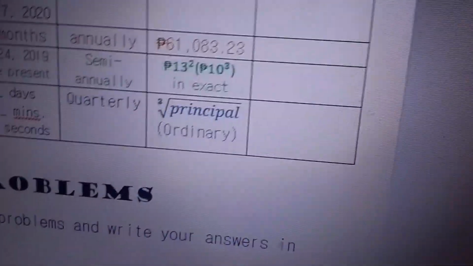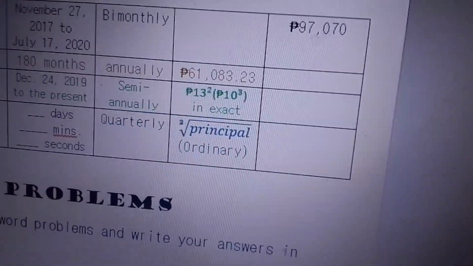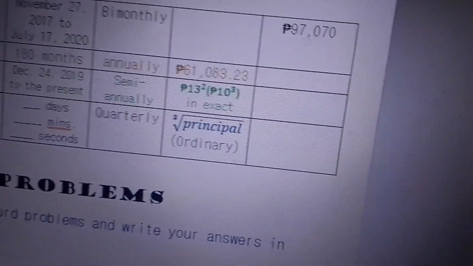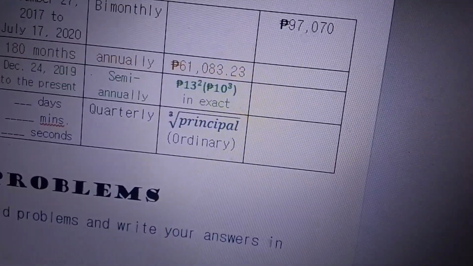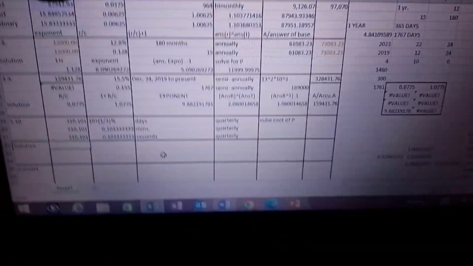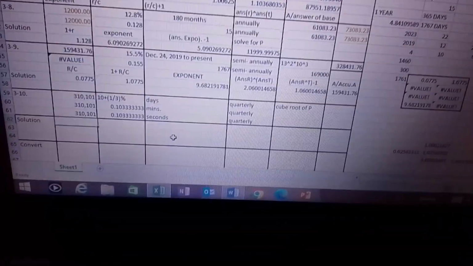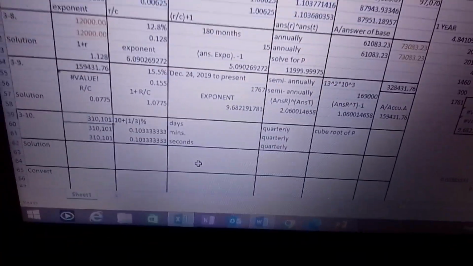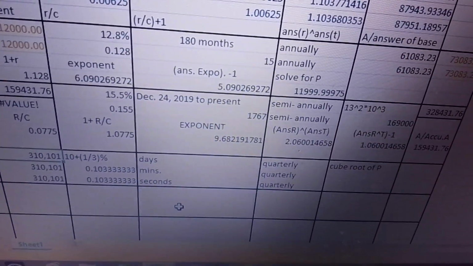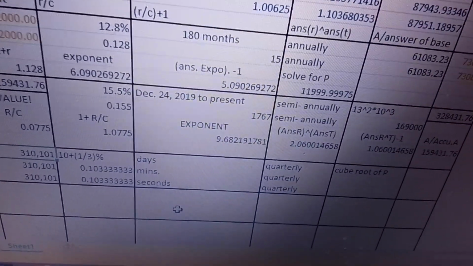Remember, it's already an algebraic problem. So you have to take the cube root of the principal. Pero our time is ordinary time. So we're gonna have to consider the ordinary time when it comes to doing this problem. So now let's solve for the following. So ganito yung gagawin namin. Remember, this one is your principal. So your principal here is 310,101. And then we got our rate 10 plus 1/3%.